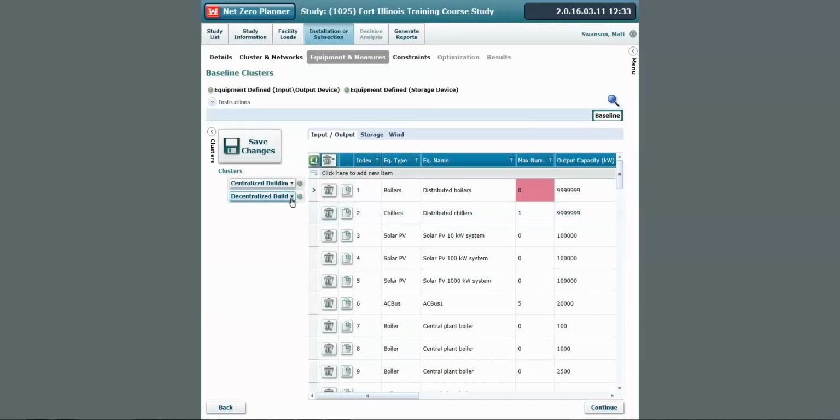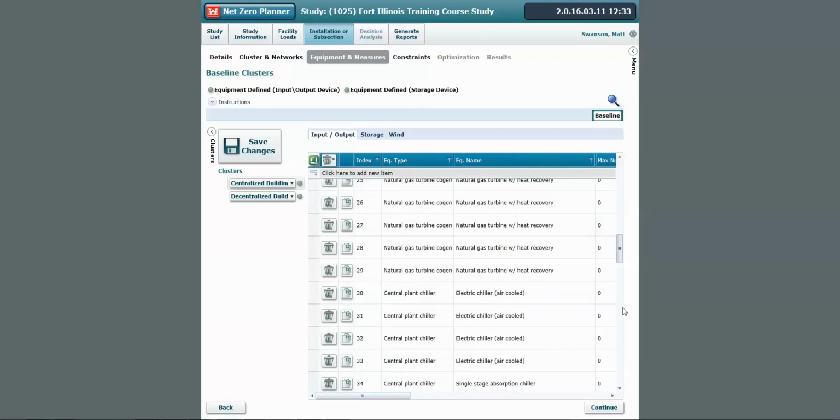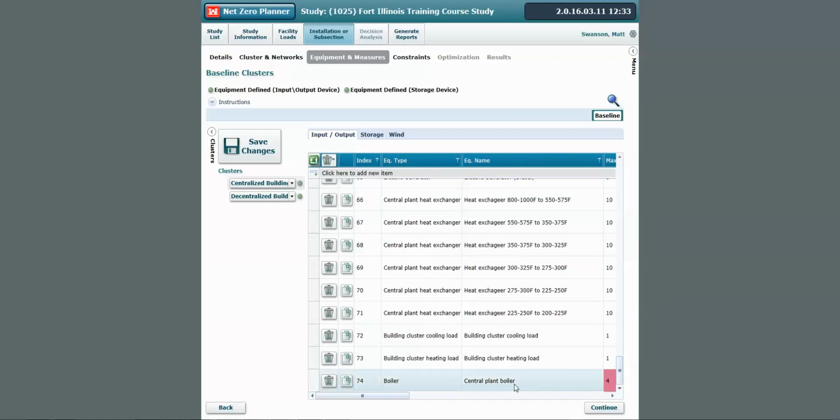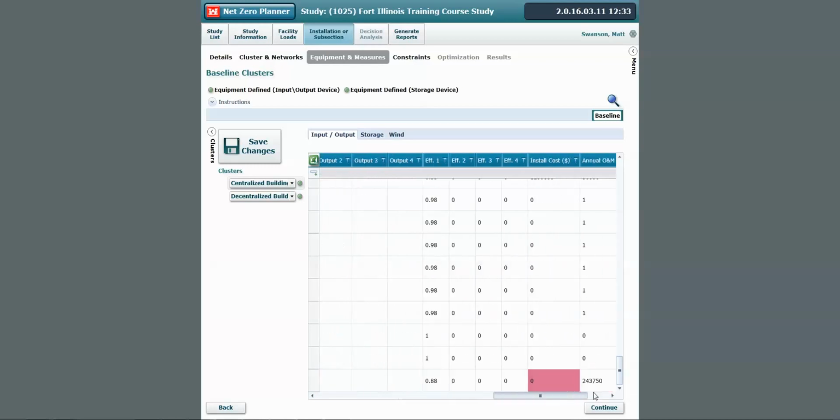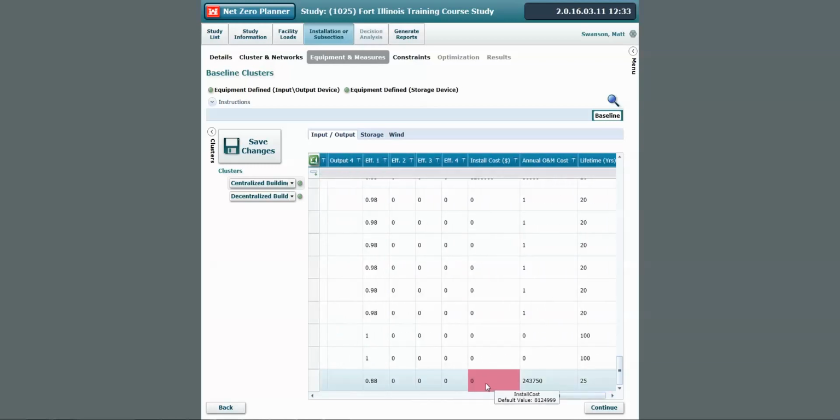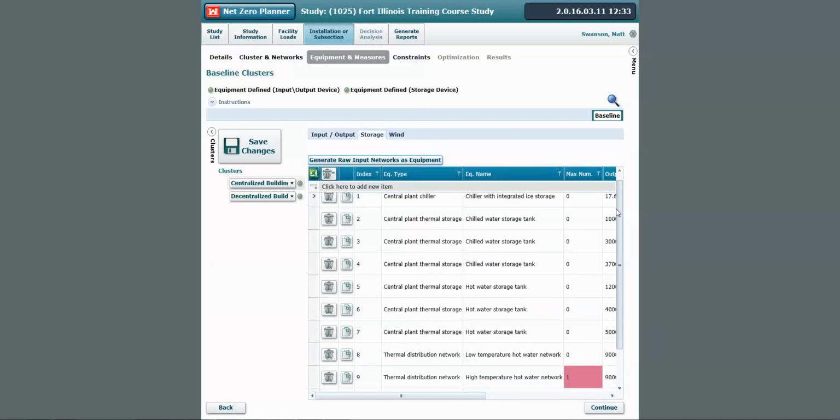Alright, we can see that the little icons have turned green here. I'm going to go back over and make sure that there aren't any surprises. When we look here, we should see 0 distributed boilers. I'm going to scan down to the end with our new piece of equipment. We should have 4 boilers here. And we do. Nothing else has changed. We have no installation costs. That should be correct.